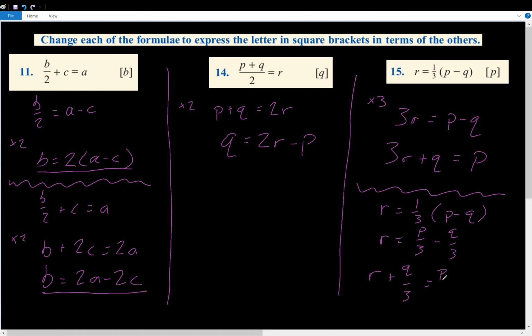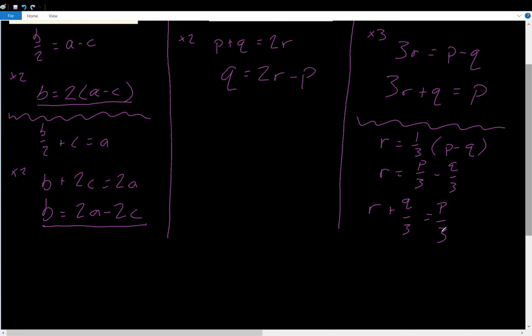And then our last step in this particular situation, if we were to try and get p on its own, is to multiply everything by 3 all the way across. So we'd get 3r plus q equals p, which is exactly what we got above. We just approached it a slightly different way. So either approach would be fine because we got to the right answer in the end. And that is that.